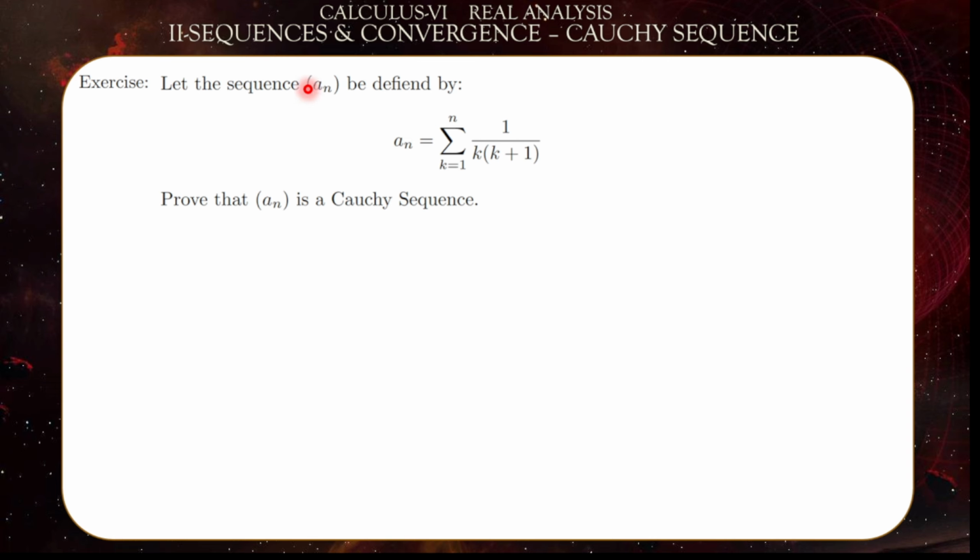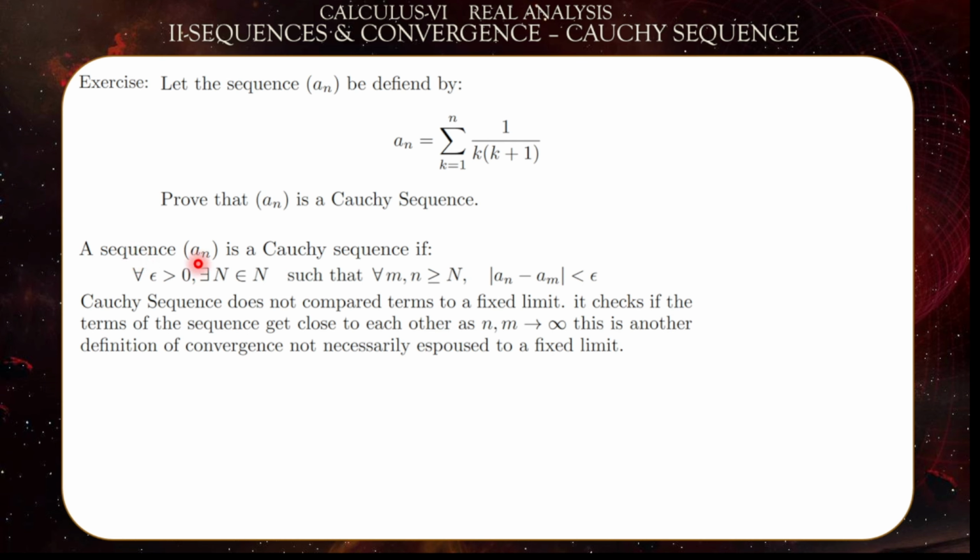Exercise. Let the sequence a_n be defined by a_n equals the sum from k equals 1 to n of 1 divided by k times (k plus 1). Prove that a_n is a Cauchy sequence. You can pause the video and try to solve it first before coming back to the solution.